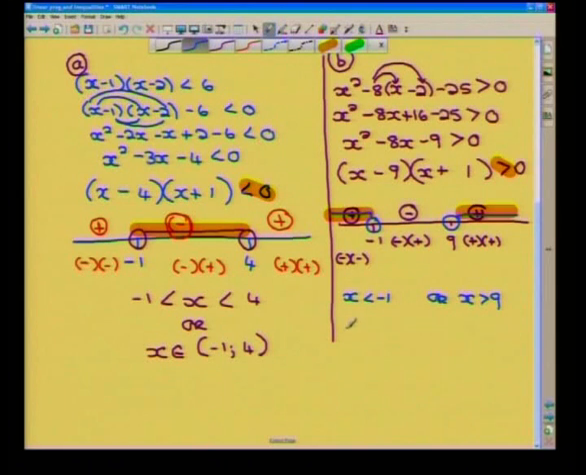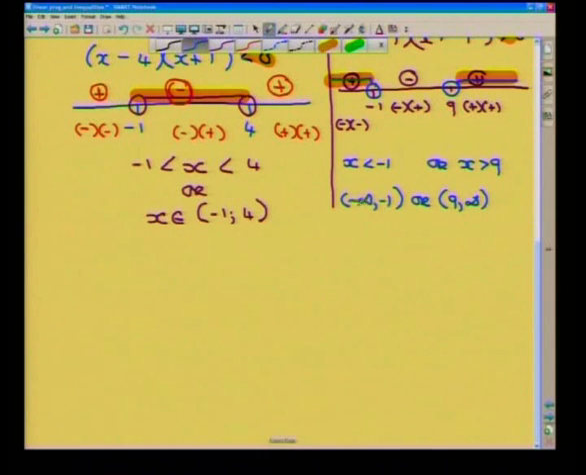Or if you want to use other notation, minus infinity to -1, round bracket, or round bracket 9 to plus infinity. And here I think it's clear enough. You wouldn't have infinity in a coordinate, so you wouldn't have to write the x as an element of, to be sure your examiner understands what you're doing. Right, let's look at the next one.